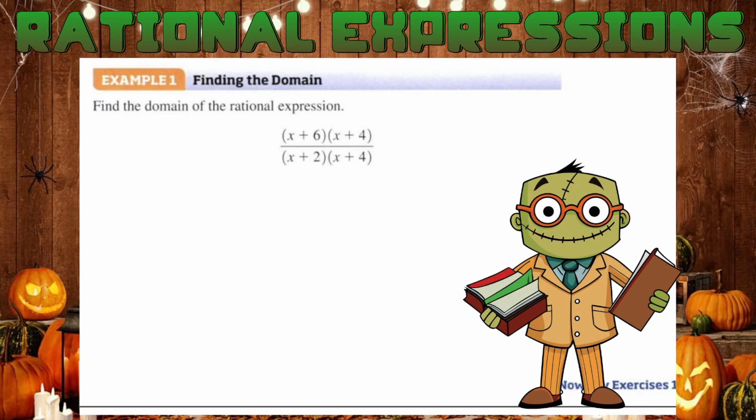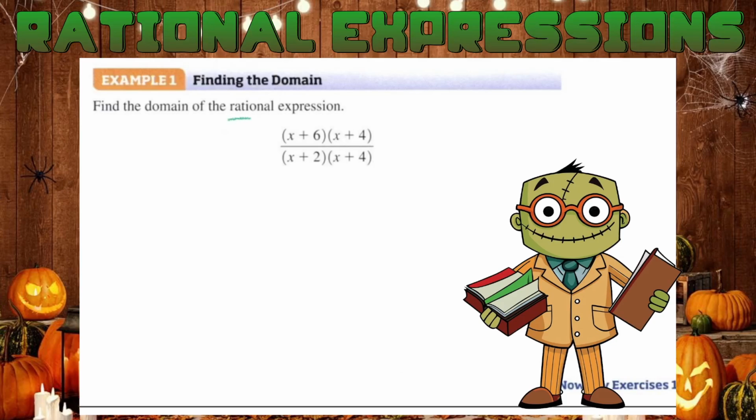Hey everybody, in this example, we are looking at a rational expression and we will be finding the domain of the rational expression. Hopefully everybody here knows that domain is referring to, in the simplest of terms, what x can be. So we can describe domain in many ways, like we can say x can be all of these things, or we can even describe it as x can be anything except these things. So let's look at this problem.